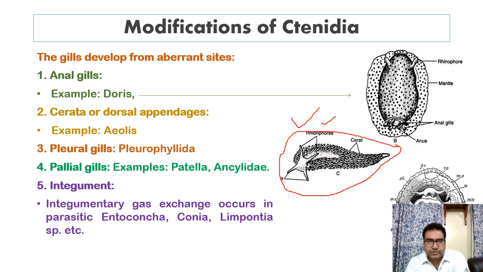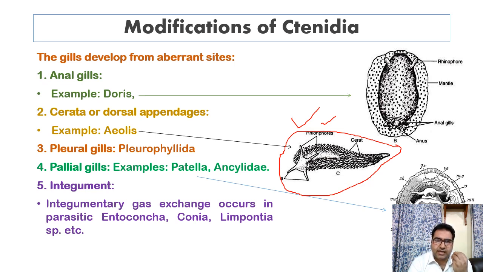This is the example of the Doris, and this is the example of the Aeolus. Thirdly, we have the pleural gills. In the case of Pleurophylida, there are certain lateral rows of the branchial leaflets that can be situated beneath the mantle. And fourthly, we have the pallial gills.